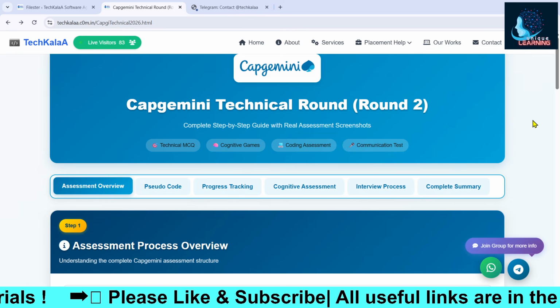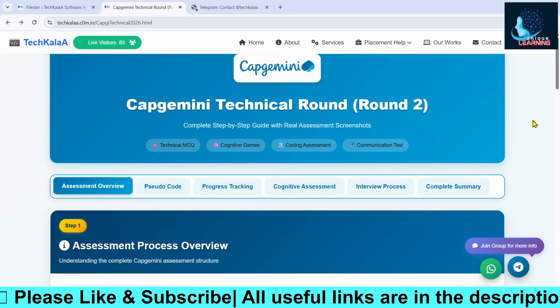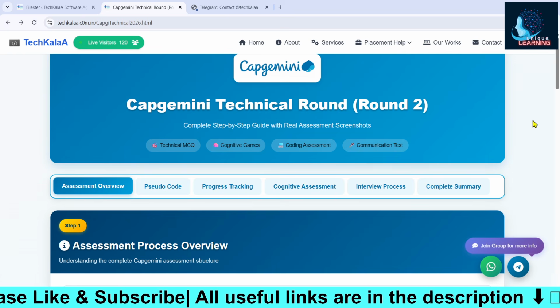What are the questions, what are the sections that we will be having in this round, that is the technical round, the second round of the Capgemini.